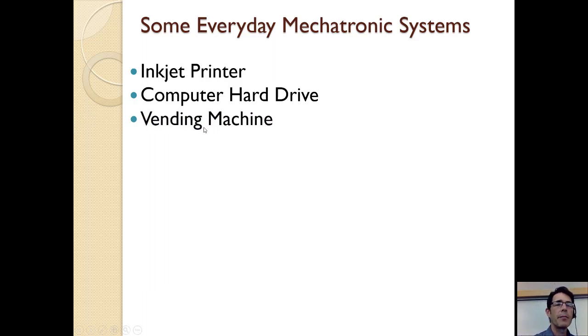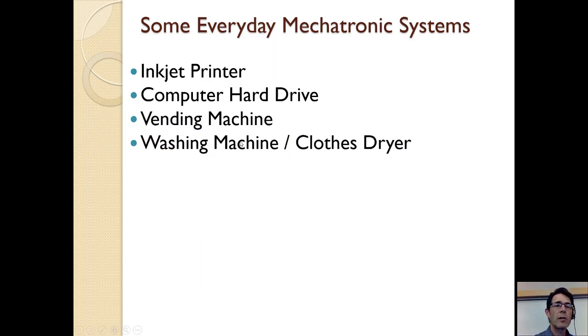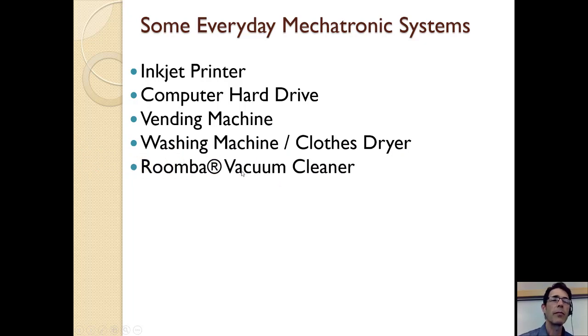Vending machine, washing machine, clothes dryer, and Roomba vacuum cleaner. It's an automated vacuum system some people have. And the last one we're going to look at is a quadrotor, otherwise known as a drone.